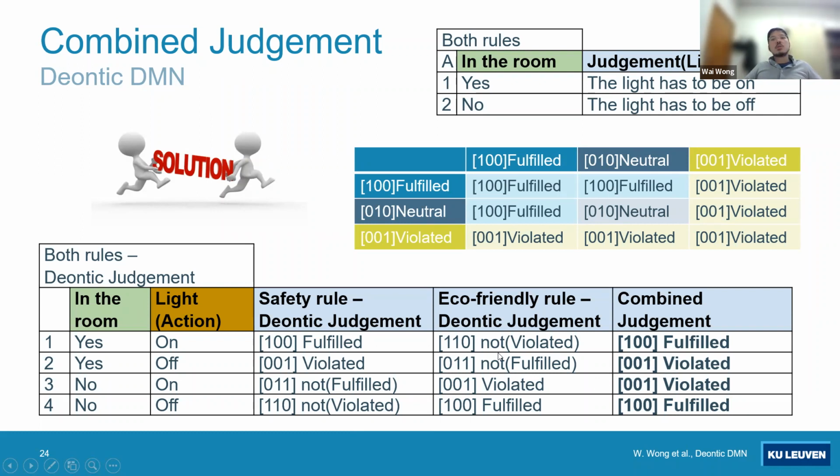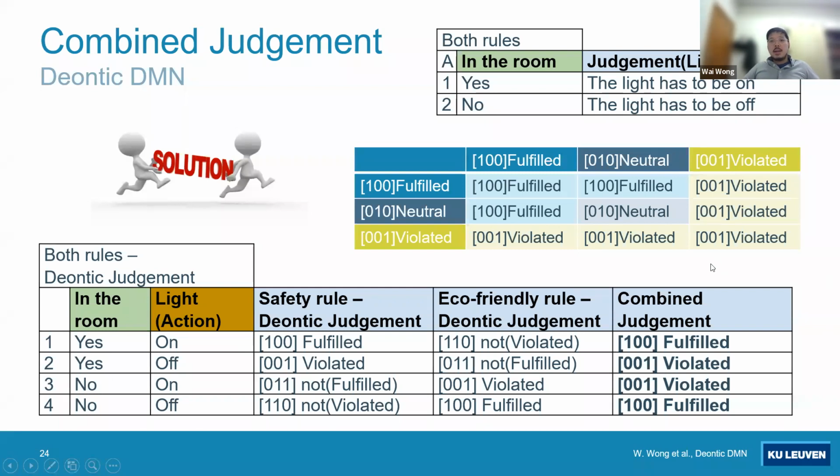And of course, you can do the similar thing with the other combinations as well. So you can combine everything together. Now it seems very nicely back to: if you are in the room and the light is on, then you are fulfilling this set of rules. And if you are in the room and the light is off, then you are violating this set of rules. And that's this final table.